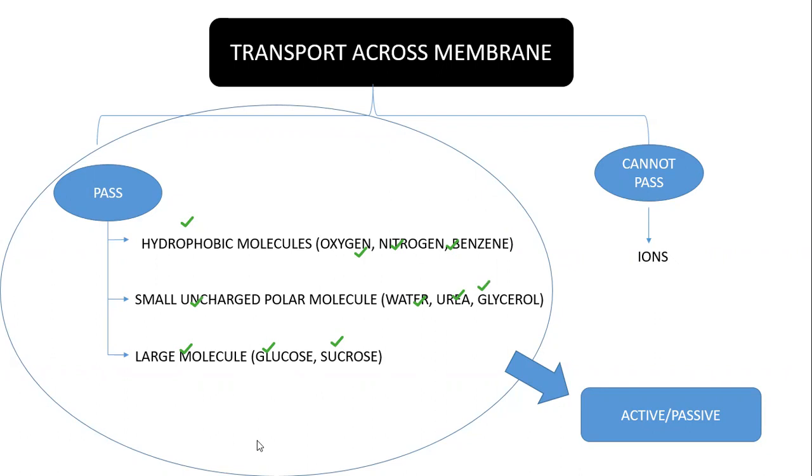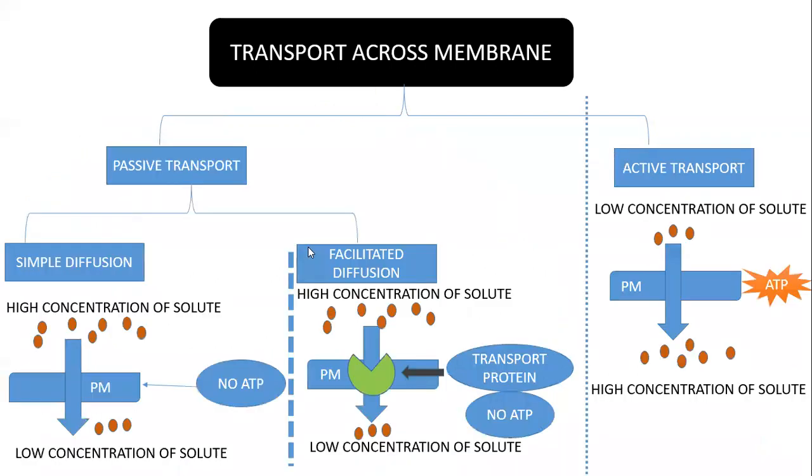And this transport may be either active or passive, but ions that are present, it will not give permission to them. Ions cannot pass through the plasma membrane. That's why this plasma membrane is known as a selectively permeable membrane. That means it is selecting these molecules to enter the plasma membrane, but it is not selecting these other molecules to enter. It is known as a semipermeable or selectively permeable membrane. Now these are the transport across the membrane.